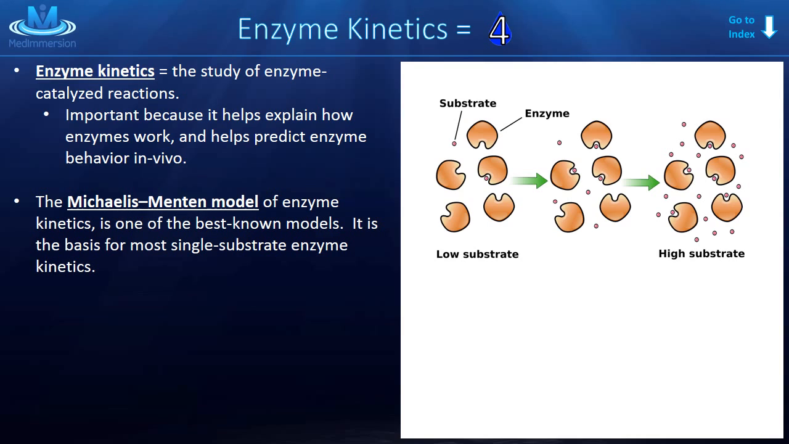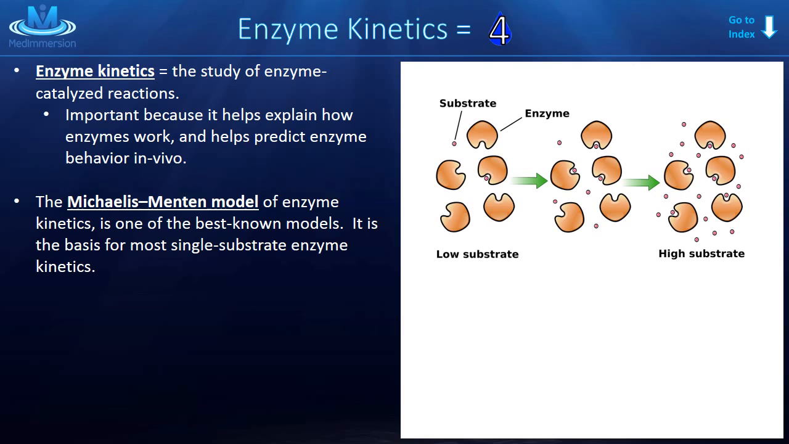The Michaelis-Menten model of enzyme kinetics is also very high-yield. It is one of the best-known models of enzyme kinetics that we have, and it is the basis for most of our understanding and the way that we teach single-substrate enzyme kinetics. Let me introduce what we're talking about.